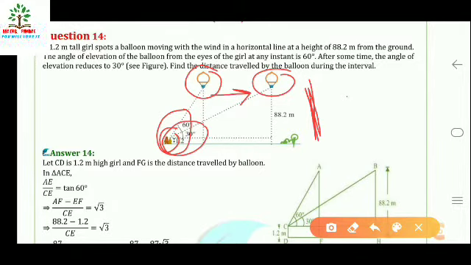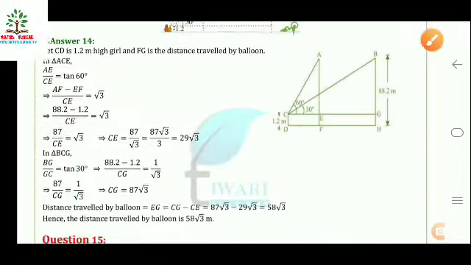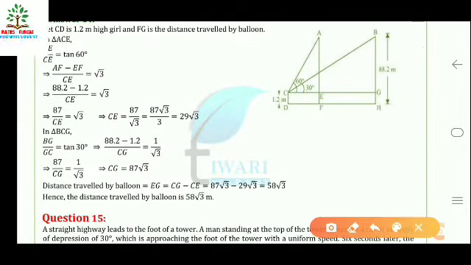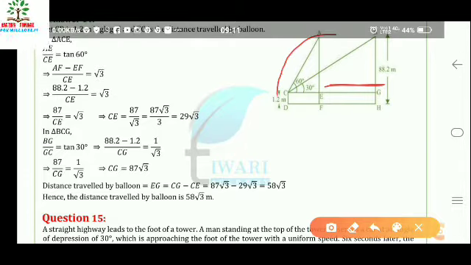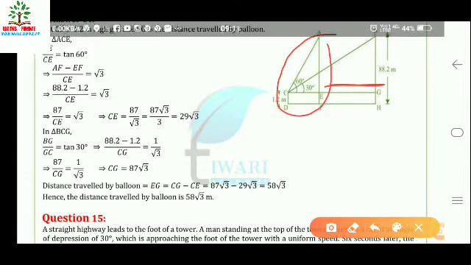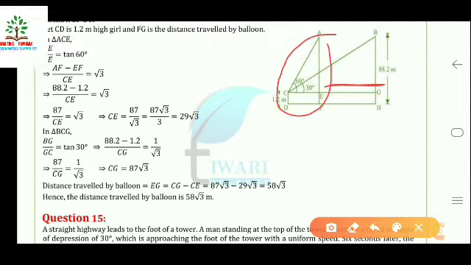So what do we have to find? We have to find the distance traveled by the balloon. So the distance traveled by the balloon is this much. Looking at this, we have to find this distance, that is EG. For that, first we'll consider this triangle, that is triangle ACE. Looking here carefully, in triangle ACE we consider this AE and EC.